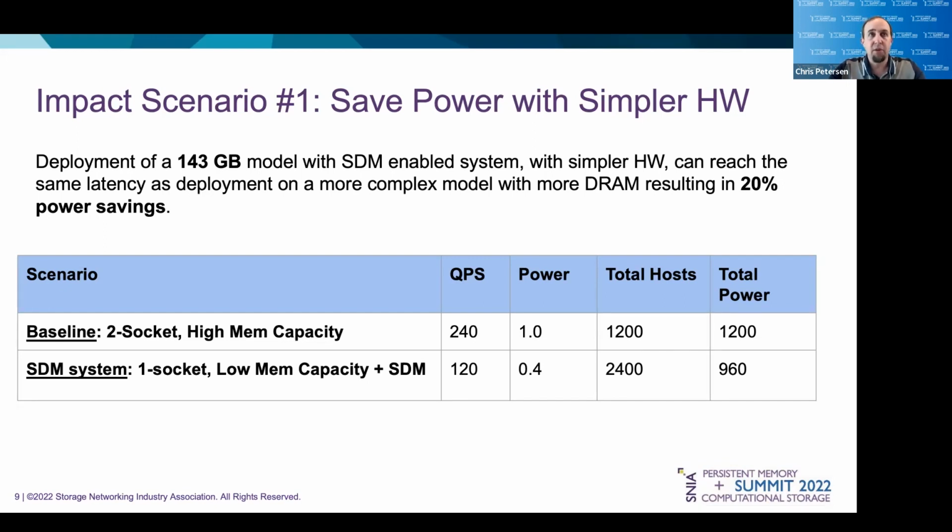We then had to double the number of hosts to be able to serve the total amount of traffic that we have to be able to support. However, in aggregate, the simpler system was less than half of the power consumption of the baseline system, or about 40% of the power consumption. The net result, as we aggregate this across all of the systems involved, was that we came out ahead as we saved approximately 20% of the total power consumption across all of the servers.